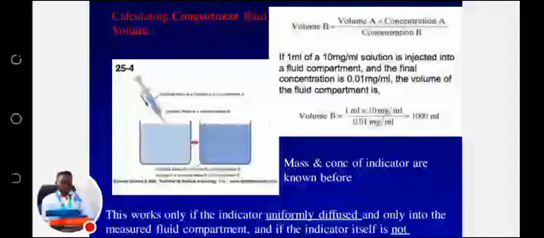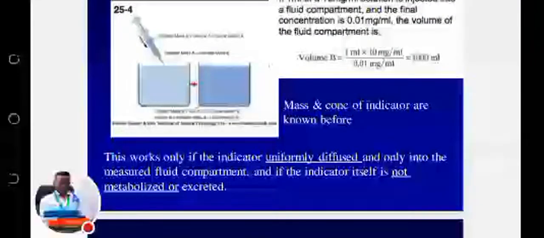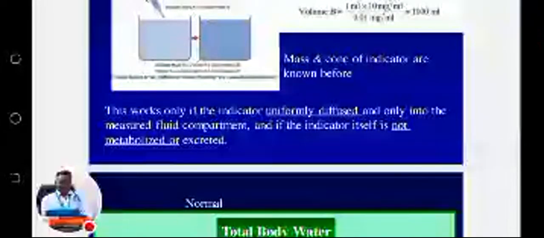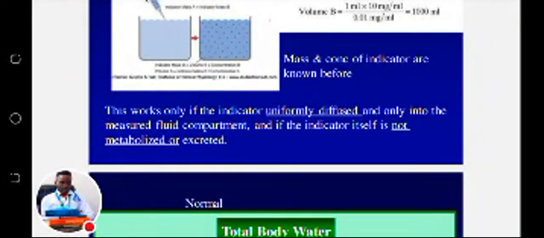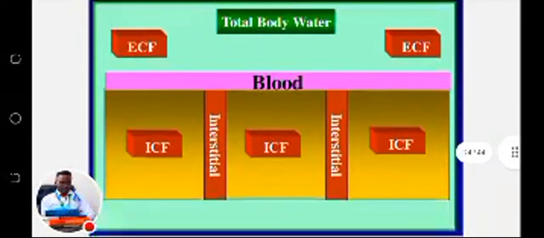When you multiply, this will give us 1,000 ml. That's the volume. So mass and concentration are the indicators that are known before. This works only if the indicator is uniformly diffused and only into the measured fluid compartment, and if the indicator itself is not metabolized or excreted. So the normal body fluids, we have extracellular and intracellular fluid. The dye is injected.